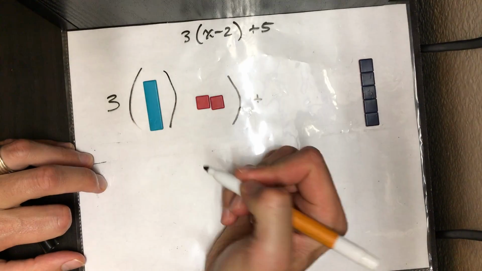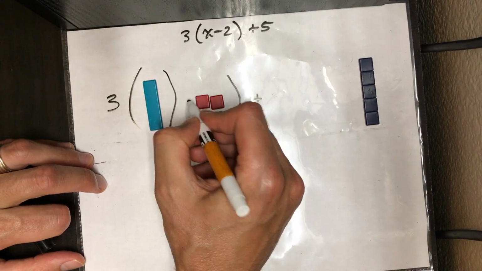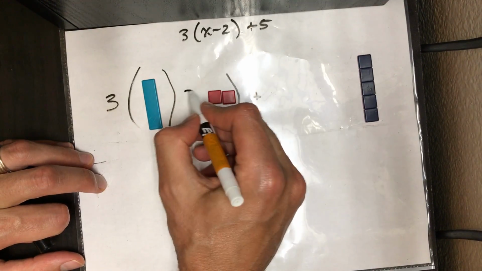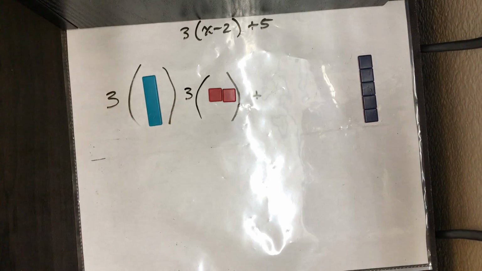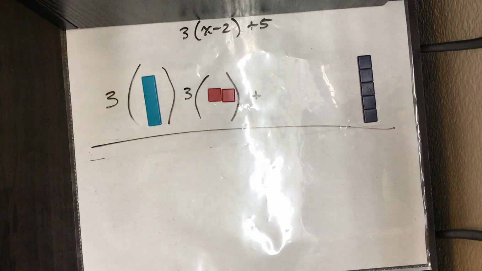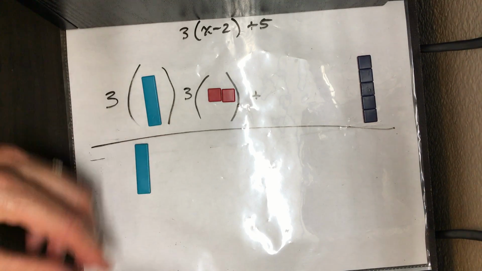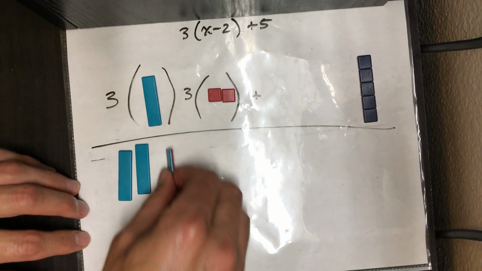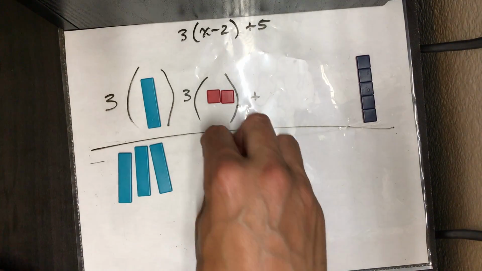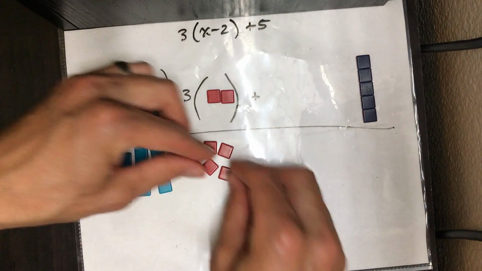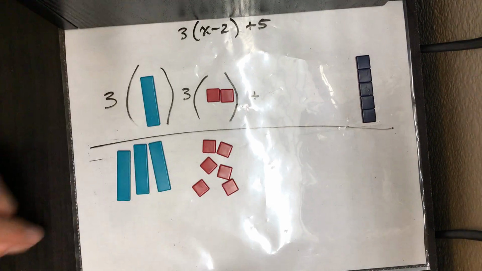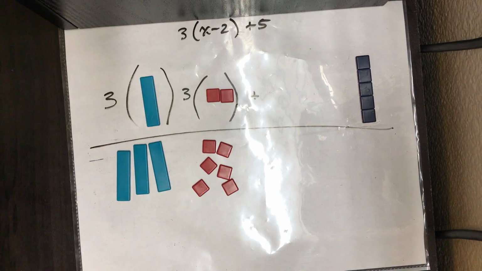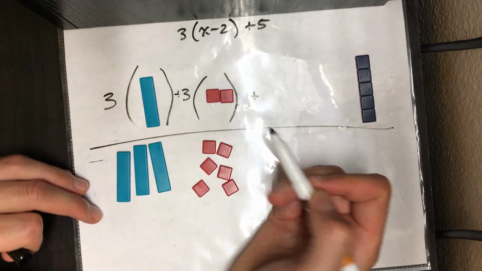So here we go. I need 3 groups of x, and I also need 3 groups of negative 2. Like in previous videos, I'm just going to stay consistent and go ahead and do that. Let me bring in my 3 groups of positive x. Done. Let me bring in my 3 groups of negative 2. There's one group, second group, and the third group. Done. Now that I've expanded, I've done the distributive property. I should probably put a plus sign there for anybody that's paying attention.